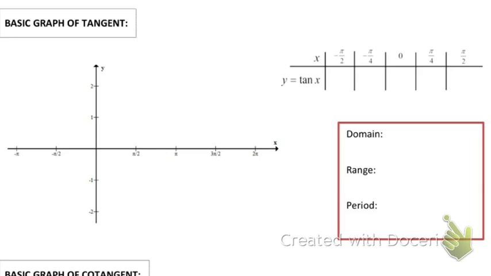Can someone give me the tangent value of 0 degrees? Yeah, 0. That's a nice easy one. What's the tangent value of pi over 4? It is that middle one. That would mean that negative pi over 4 would be in quadrant 4. Tangent is negative in quadrant 4, so that would be negative 1.